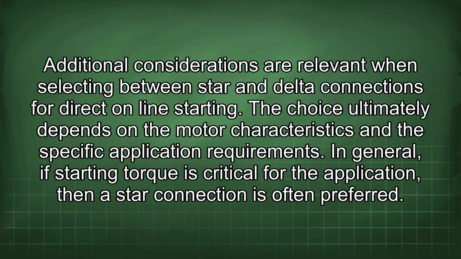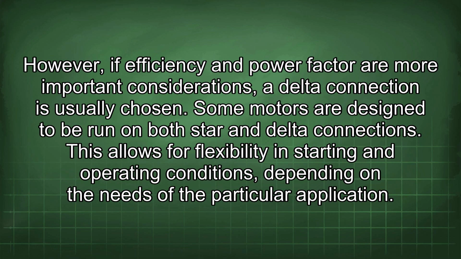Additional considerations are relevant when selecting between star and delta connections for direct online starting. The choice ultimately depends on the motor characteristics and the specific application requirements. In general, if starting torque is critical for the application, then a star connection is often preferred. However, if efficiency and power factor are more important considerations, a delta connection is usually chosen. Some motors are designed to be run on both star and delta connections. This allows for flexibility in starting and operating conditions, depending on the needs of the particular application.